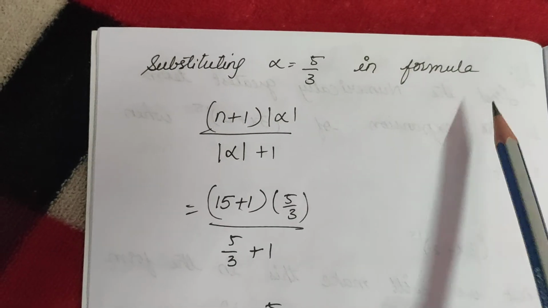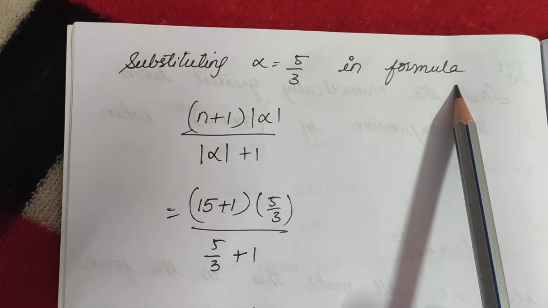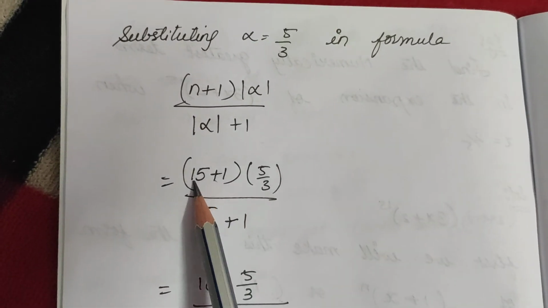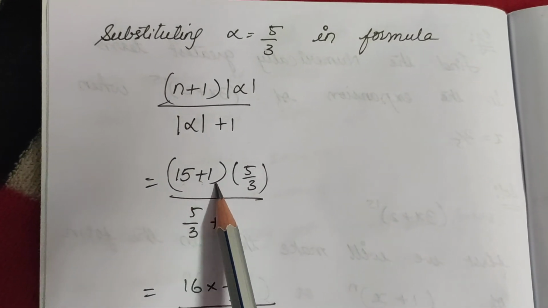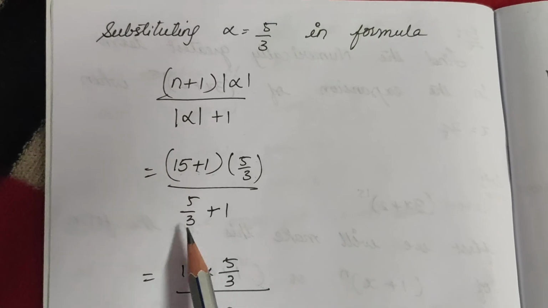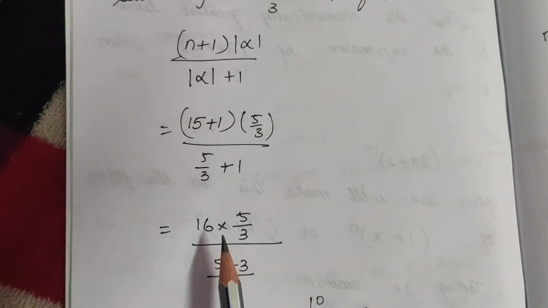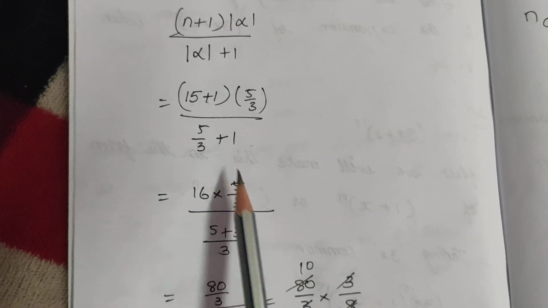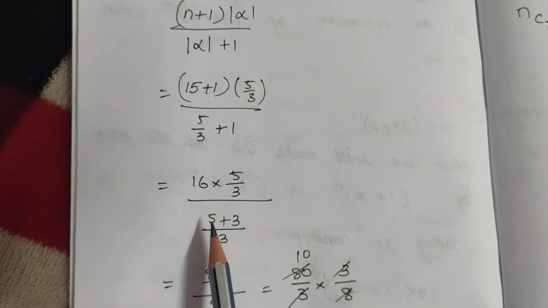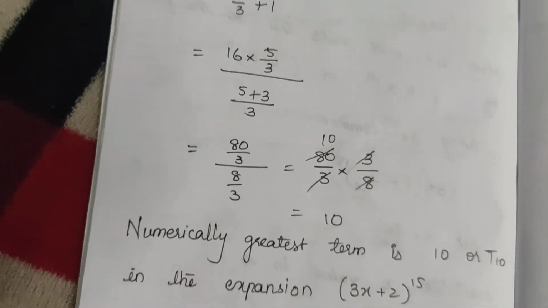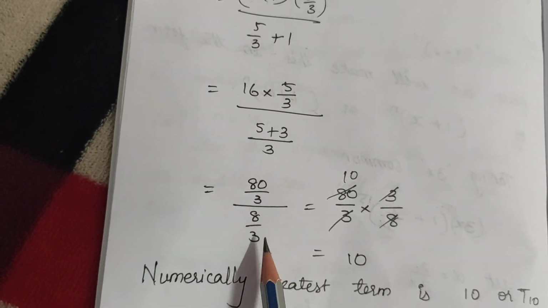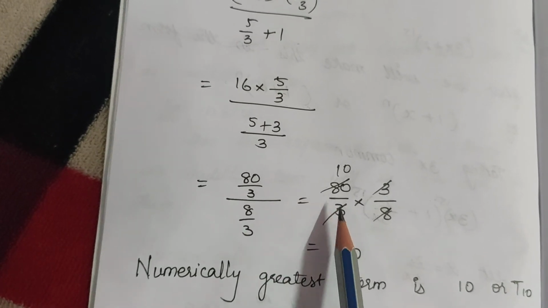Now substituting alpha equal to 5 upon 3 in the formula (n + 1) mod alpha by (mod alpha + 1). n is nothing but 15, so (15 + 1) into 5 by 3 upon (5 by 3 + 1). 15 plus 1 is 16 into 5 by 3. Now take LCM. LCM is 3. 5 plus 3. 16 into 5 is 80, so 80 upon 3, and 8 upon 3 in the denominator, equal to 80 by 3.